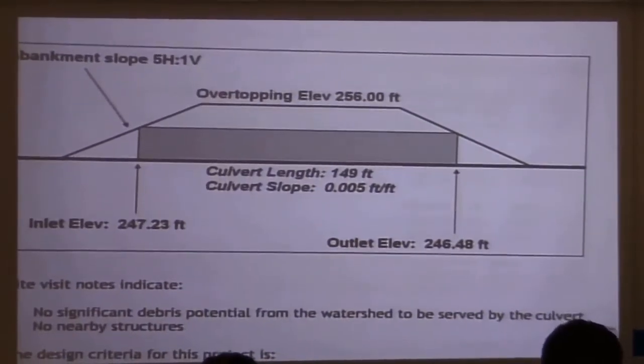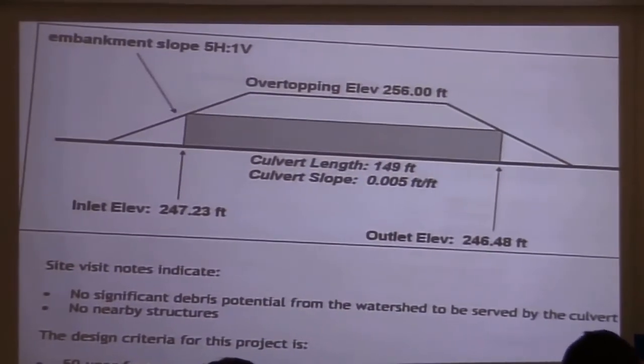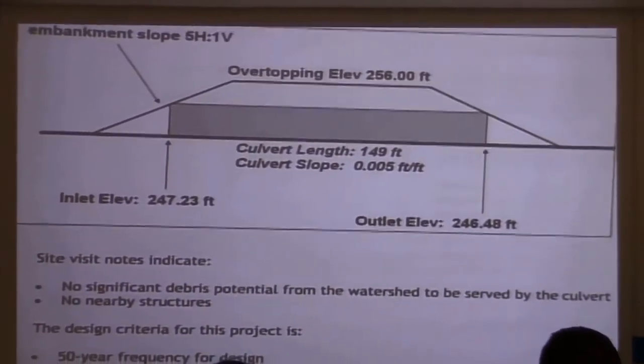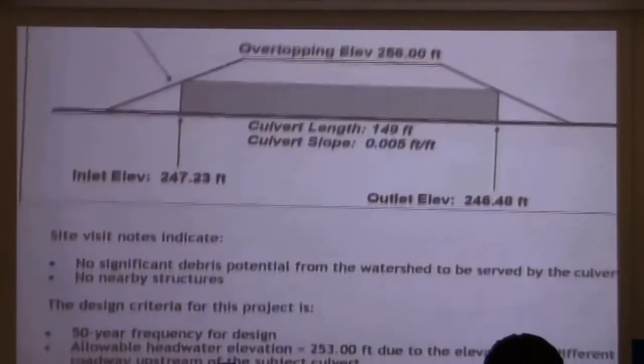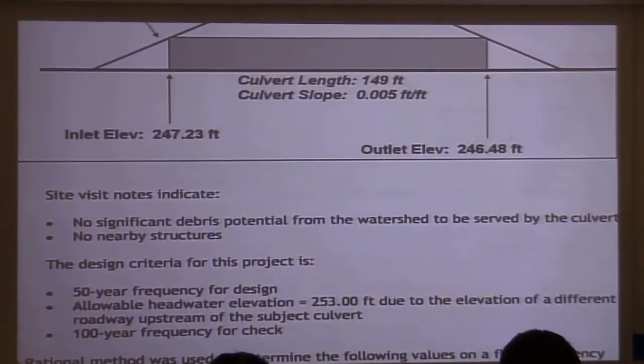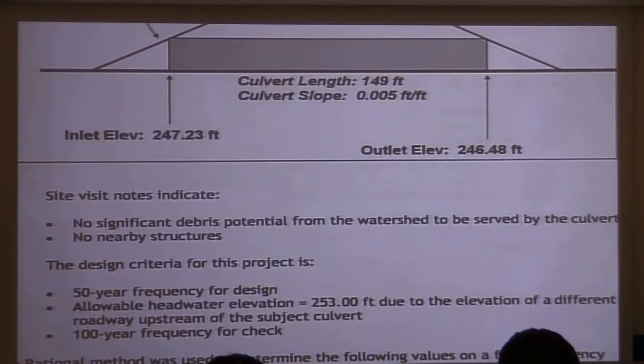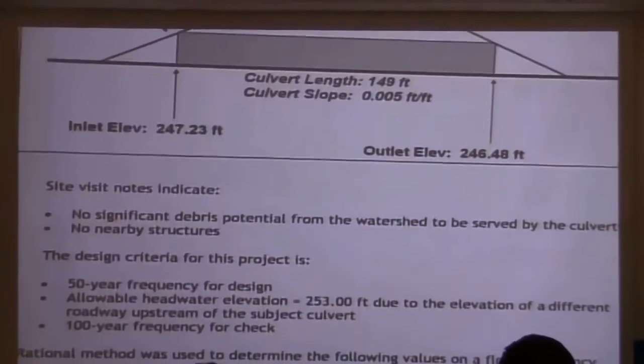Culvert length is 149 feet. The culvert slope is 0.005 feet per foot. And we're also given the inlet and outlet elevations, right? Site visit notes: there's no significant debris potential. If we were actually working on the site and there's potential for a lot of tree limbs and sediment washing in there, we may want to be conservative and make our culvert a bit larger, acknowledging the fact that the capacity could be diminished if we start having trees and things deposited at the inlet of our culvert. The site also has no nearby structures.